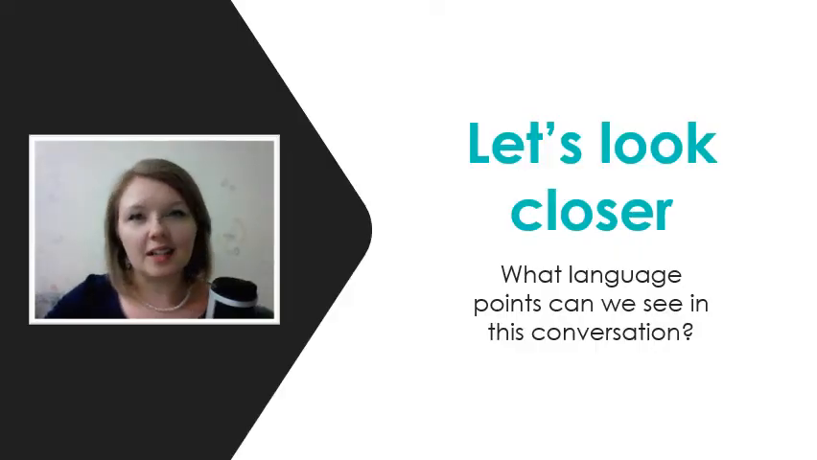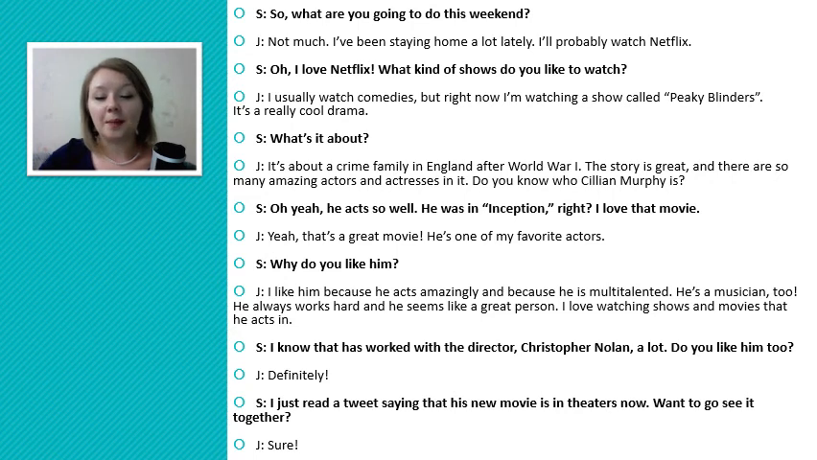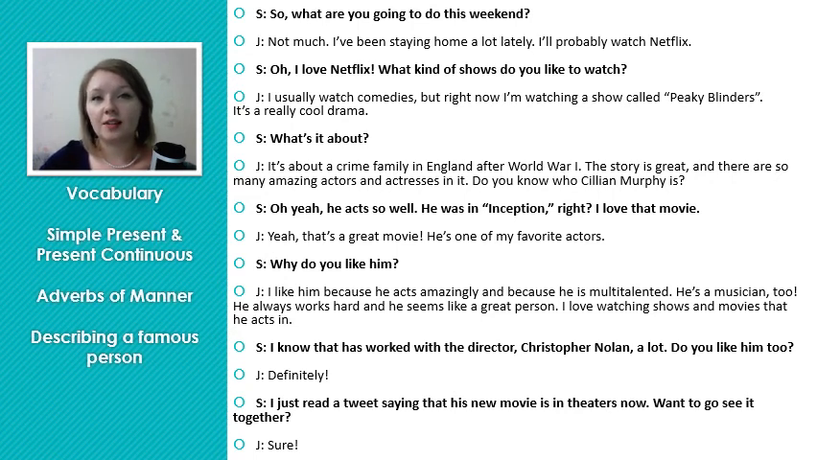Next, let's take a closer look. What language points can we see in this conversation? We can see many language points in this conversation that we have learned throughout this unit. Let's start by finding some vocabulary. We can see words like comedy, drama, actor, actress, director, and even tweet.